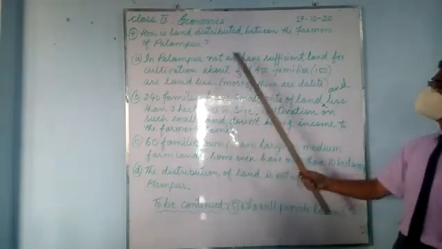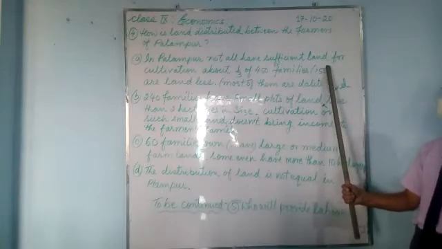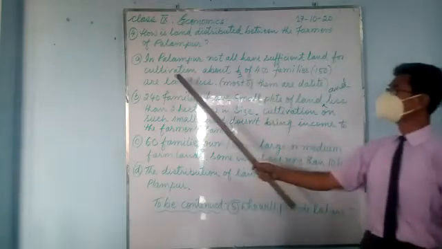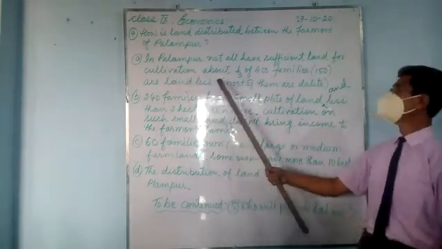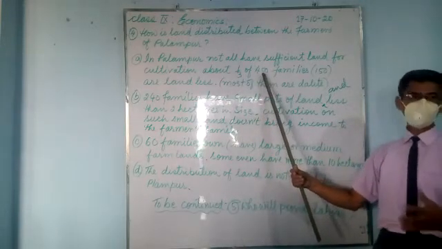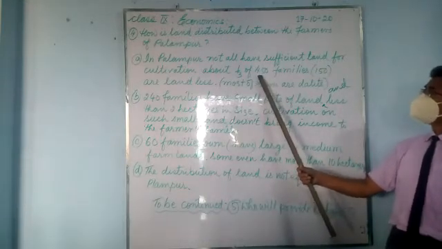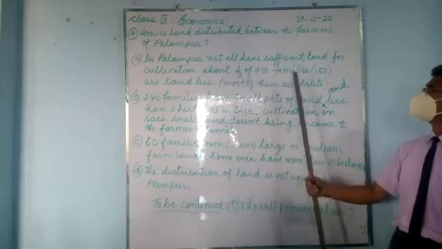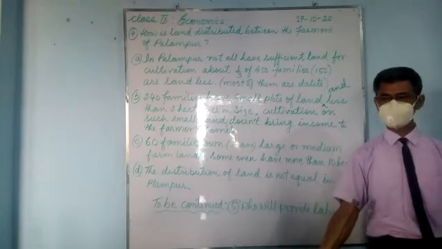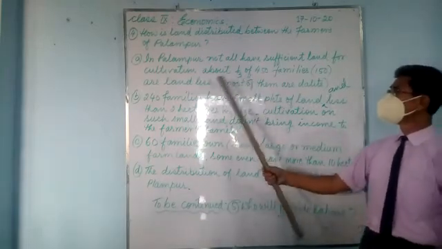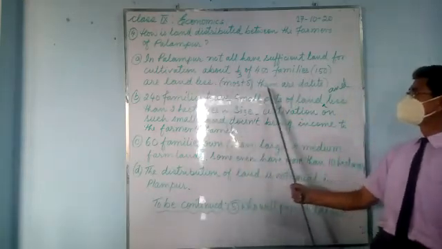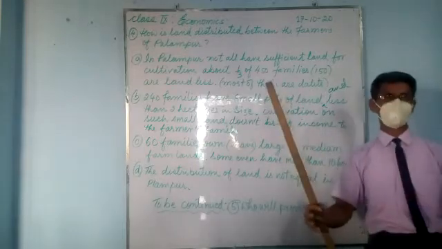Here in Palampur, not all have sufficient land. All the people do not have sufficient land to grow food crops for cultivation. About 1/3 of 450, we have already learned what is this 450? The families who lived in Palampur. Among 450 families, 1/3, that is 150, are landless. Landless means they do not have the land to cultivate the field. So 1/3 of 450 families are landless, and most of these landless are Dalits. Dalit means backwards, who lived in one corner.